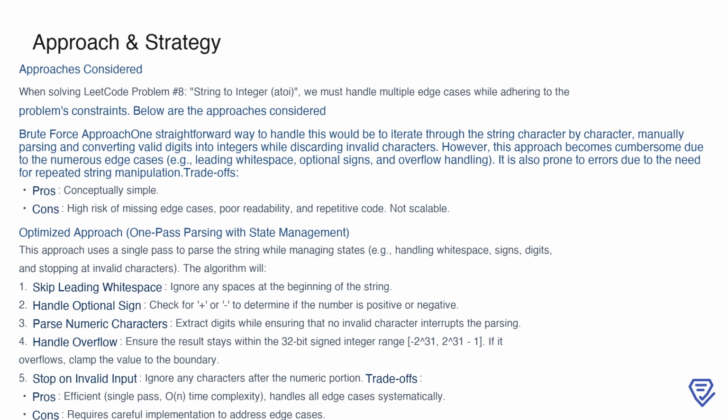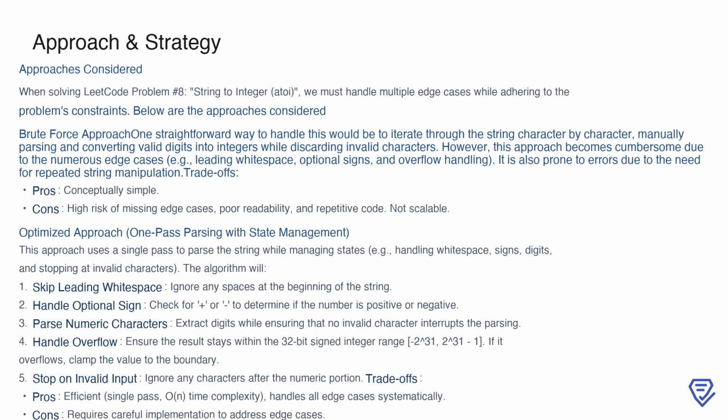When tackling the problem of converting a string to an integer, commonly known as atoi, it's crucial to recognize the various edge cases that can occur. For instance, you may encounter strings with leading spaces, optional plus or dash signs, or even characters that disrupt the parsing process. One approach to solve this is the brute force method. Here, you process the string character by character, manually converting valid digits into an integer while ignoring invalid parts.